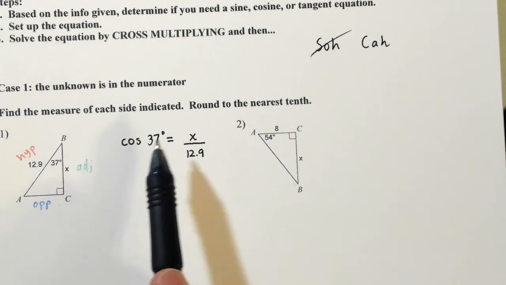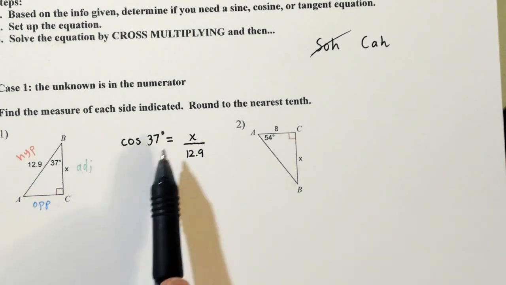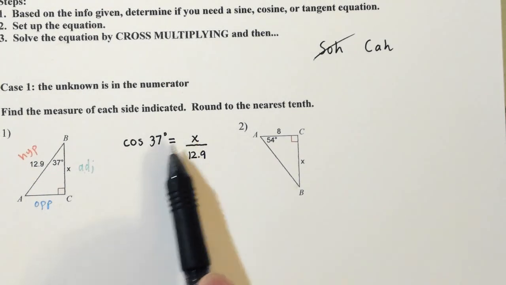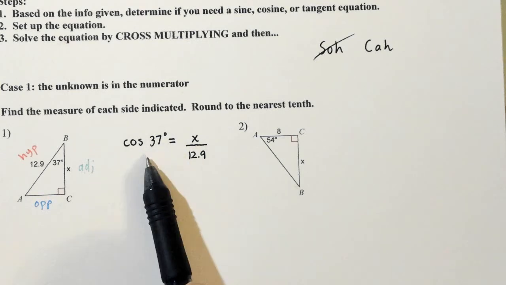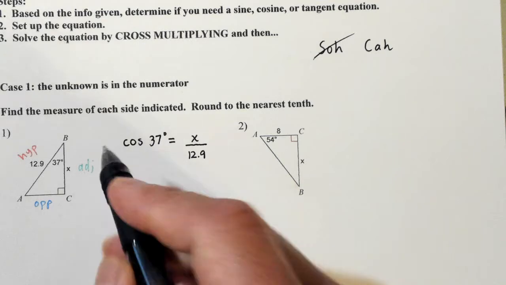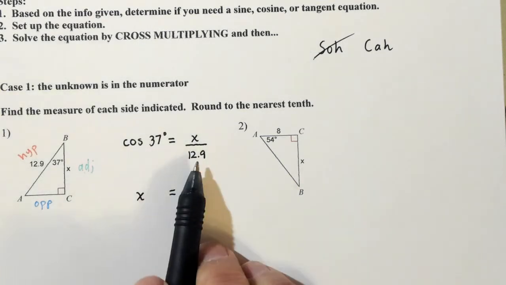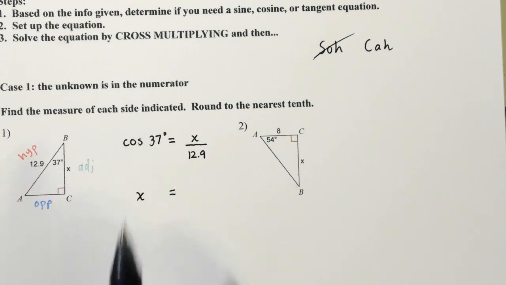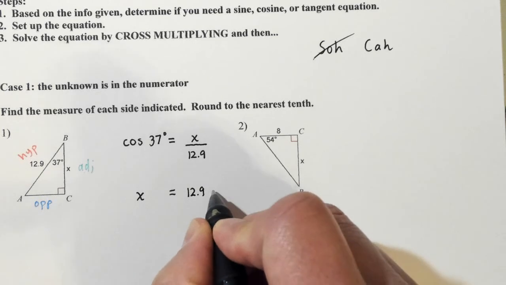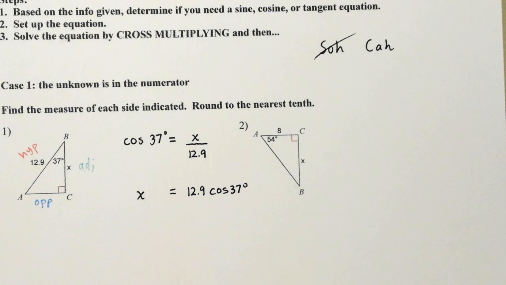It doesn't look like a proportion, but if you imagine drawing a fraction bar here and putting 1 here, it looks exactly like a proportion. So you're going to cross multiply. X times 1 is x. The equal sign comes straight down. And then 12.9 times the cosine of 37 degrees.